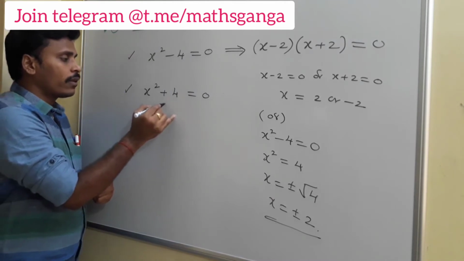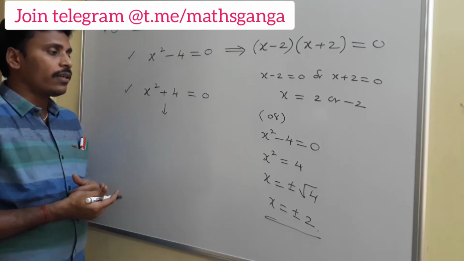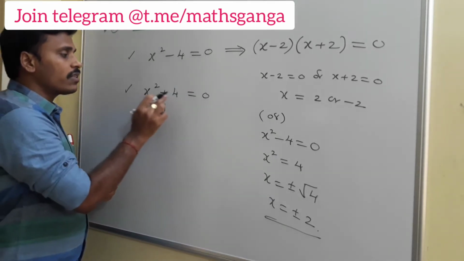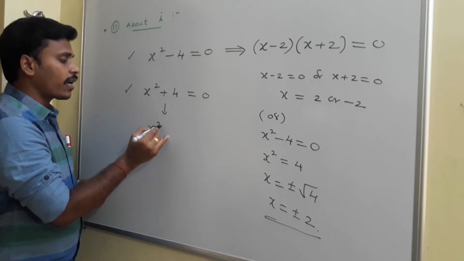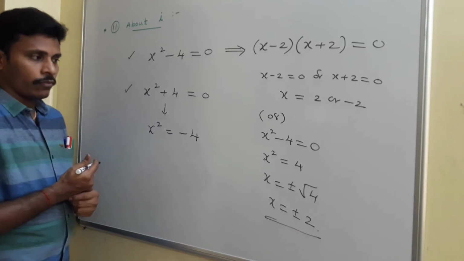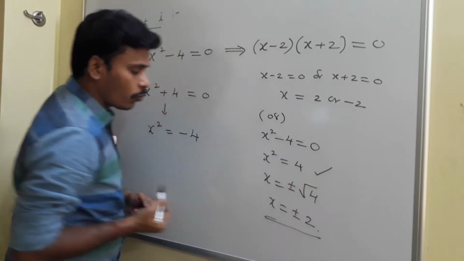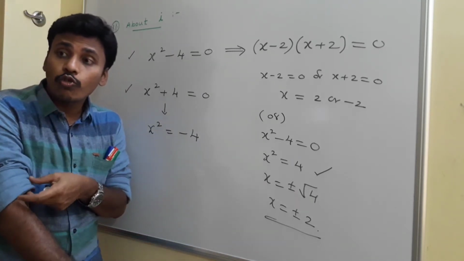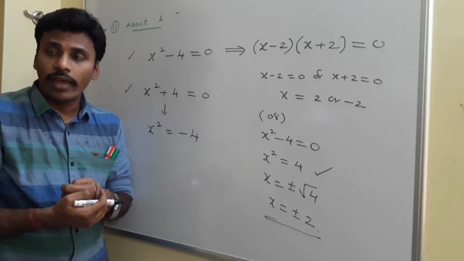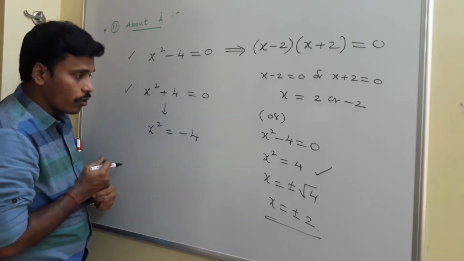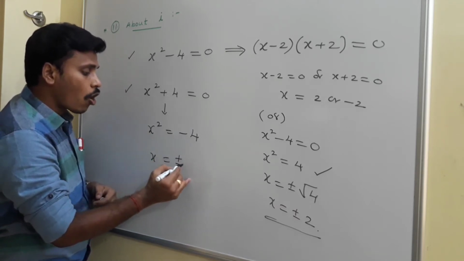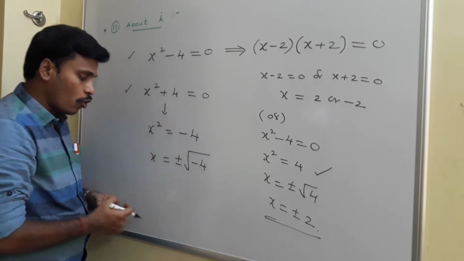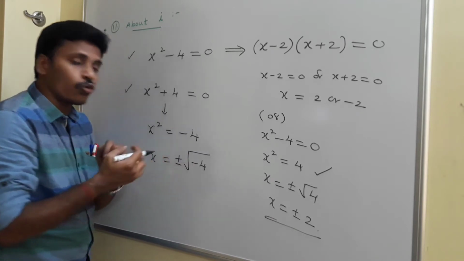But what do you say about the values of x for the equation x square plus 4 is equals to 0? In such a manner, if you wish to solve, since it is x square plus 4 is equals to 0, you may write x square is equals to minus 4. Look here: like x square is equals to 4, we have here x square is equals to minus 4. If x square is equals to minus 4, then the values of x are plus or minus root of minus 4. Is it clear?